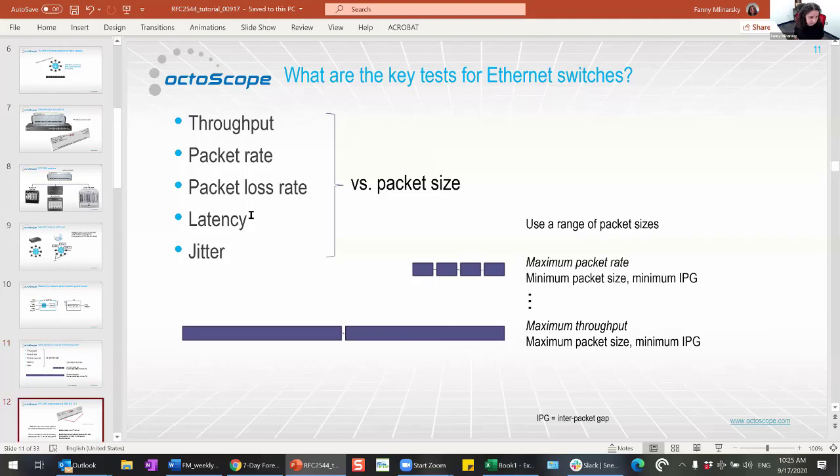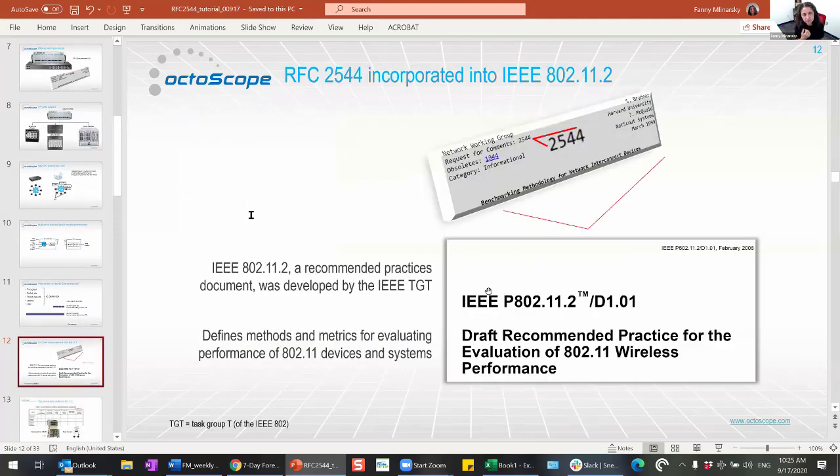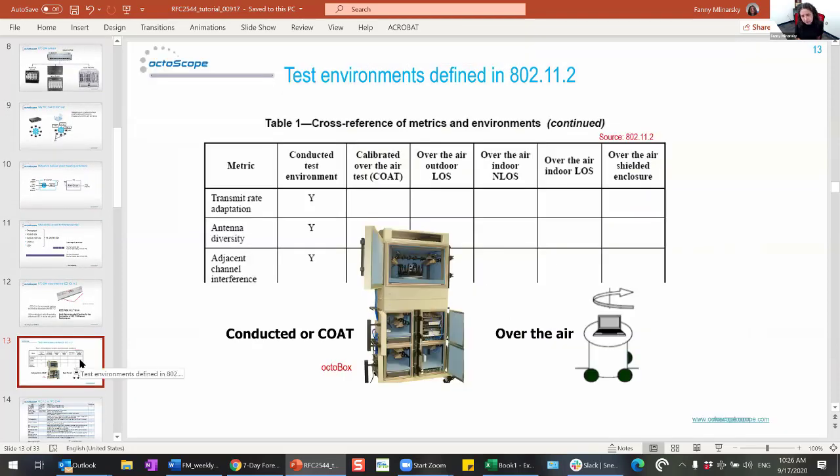Okay, so what happened is the folks who came from the Ethernet world, including me with Azimuth and Veriwave, we took this test methodology and incorporated it into 802.11.2 when we were working at this TGT together. And this standard, actually a recommended practices document, was published in 2008. This is a very comprehensive, nice document. A lot of smart people put a lot of work into it.